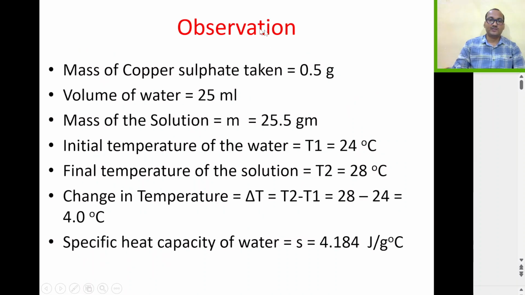So what are the observations we got? Mass of copper sulfate taken 0.5 gram, volume of water 25 ml taken, mass of solution will be 25.5 gram, and initial temperature of the water is T1, that is 24 degrees Celsius, and final temperature of the solution T2, that is 28 degrees Celsius. So change in temperature will be 28 minus 24, that is 4 degrees Celsius, and we know the specific heat capacity of water is S equal to 4.184 joule per gram degree Celsius.